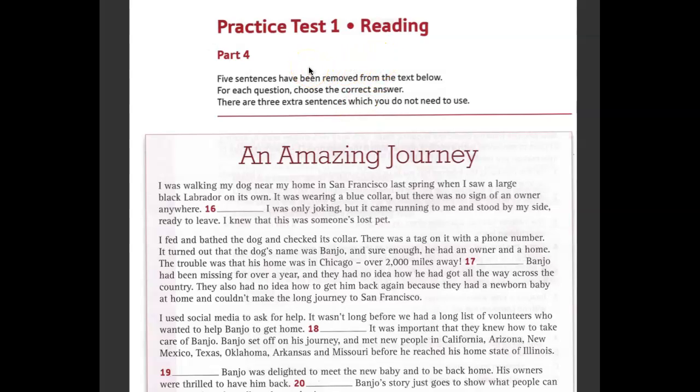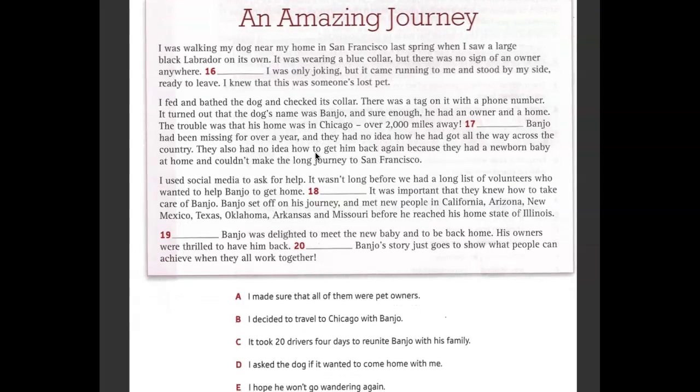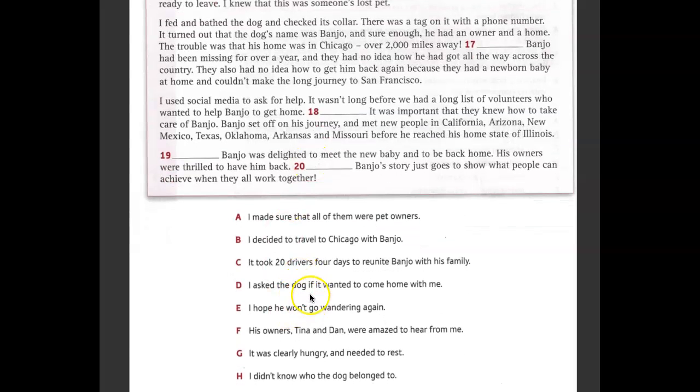In this part of the exam, you're tested on your ability to understand how a text is structured. You will read a longer text with 5 gaps where whole sentences have been removed. From 8 options, you need to choose which sentences go in the 5 gaps. 3 of the options are not going to be used.